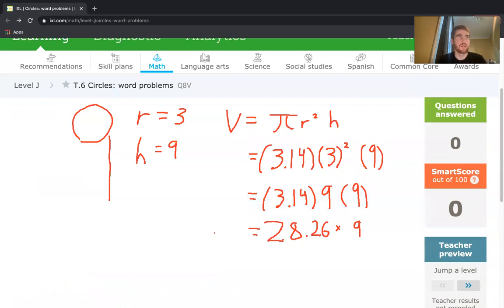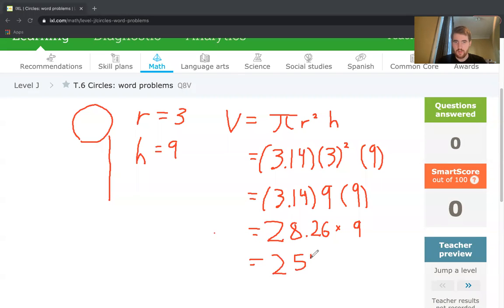3.14 times 9 times 9. And when you multiply this all together, we get 254.34. And I think this problem was inches. Sorry, not 36, 34. So it would be inches cubed because it's volume. So all we did, take the formula, substitute the numbers in, made sure to do the exponents first before we multiplied, found the area of the circle on top, and eventually found the volume of the whole thing.